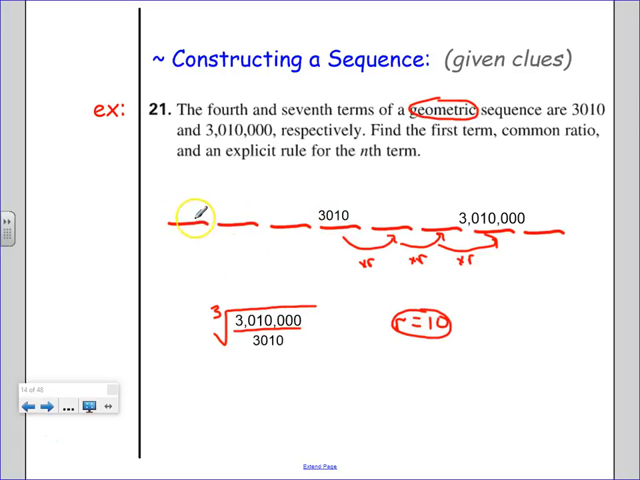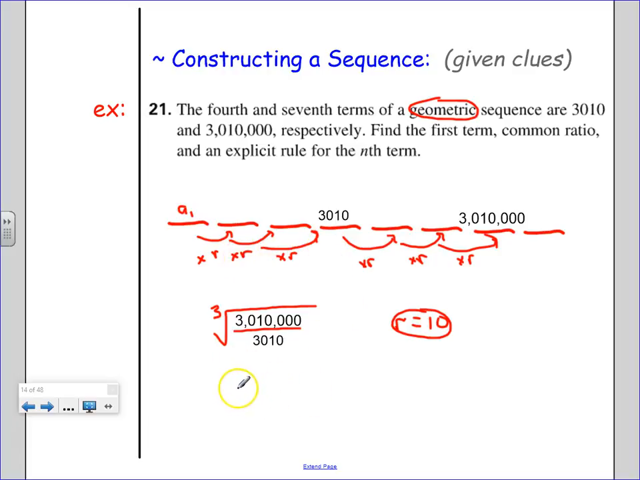What's a formulaic way of finding the first term? A1 equals... 3 times A1 equals A4. No, not 3 times A1. You could do A1 times 10 cubed is equal to 3010, right? Because we have times r times r times r.